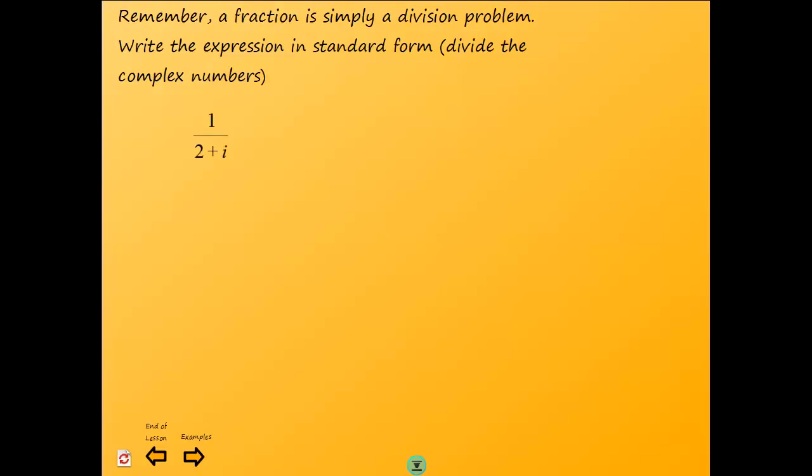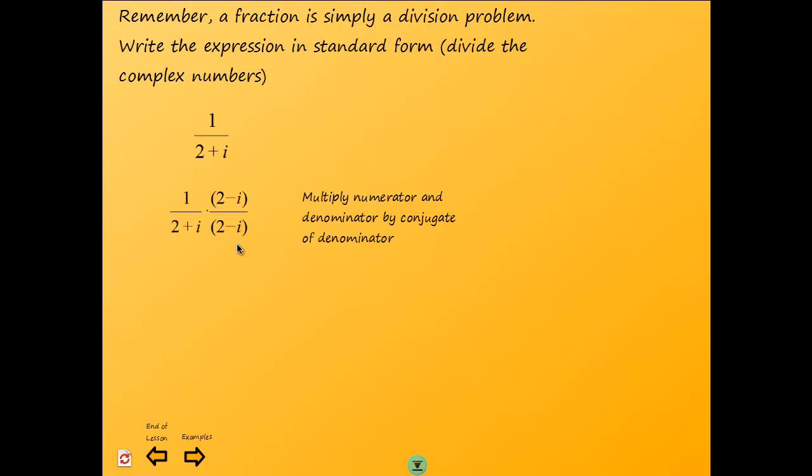So I have 1 over 2 plus i. That's a plus sign there. Now, we can't have the i in the denominator, so to complete this division problem, it's 1 divided by 2 plus i. We're going to multiply the denominator by its conjugate. If we multiply this 2 plus i in the denominator by 2 minus i, that's going to make that denominator not have an i anymore, because we just learned that the product's always going to be a real number. But because it's a fraction, we have to do the same thing to the numerator as well. So division of complex numbers is simply multiplying the numerator and denominator by the conjugate of the denominator.